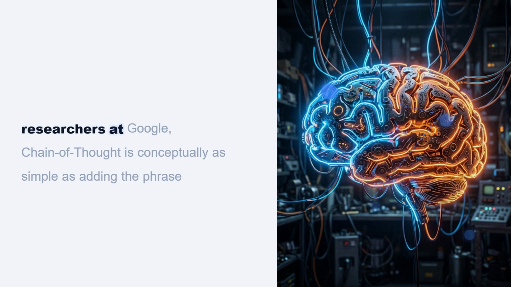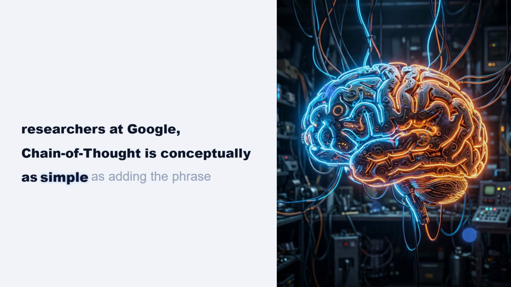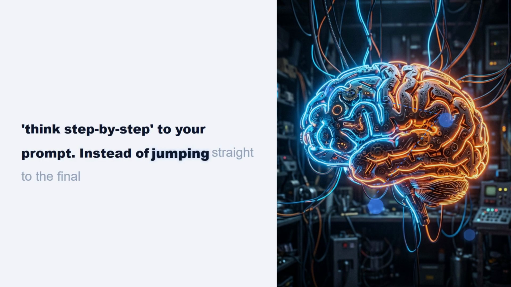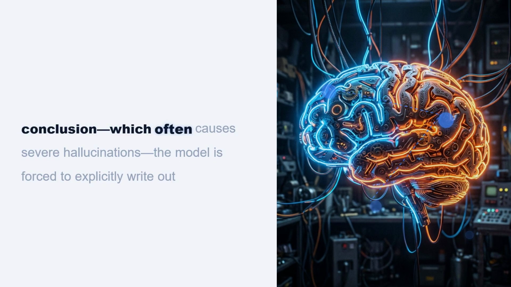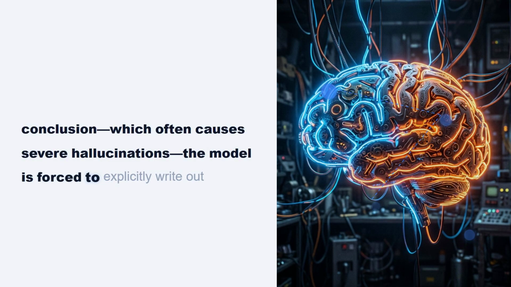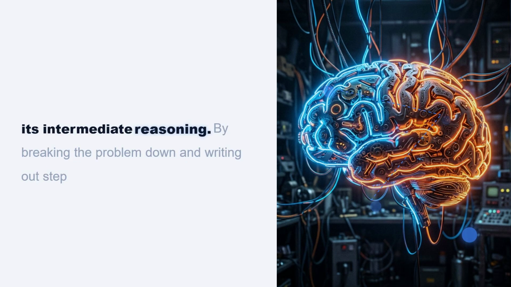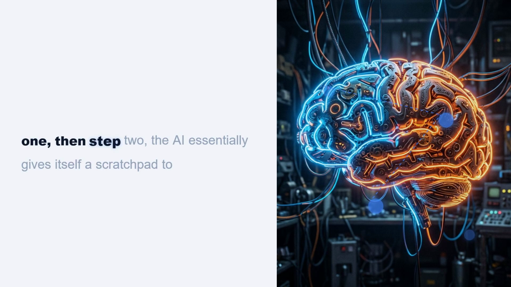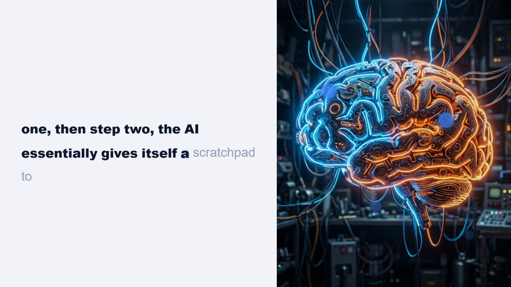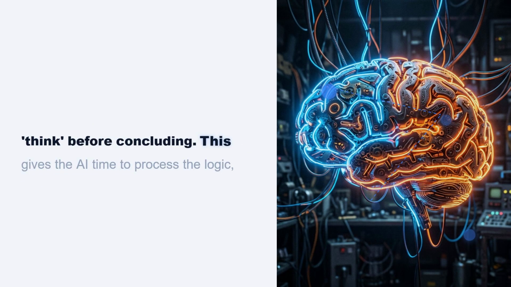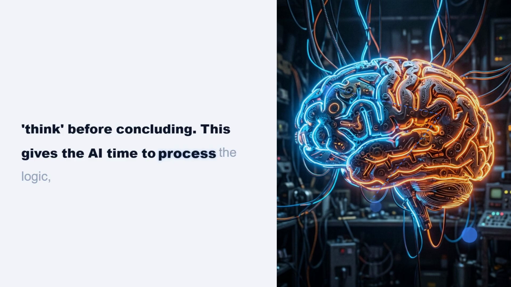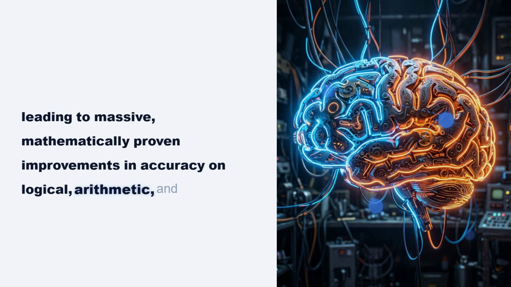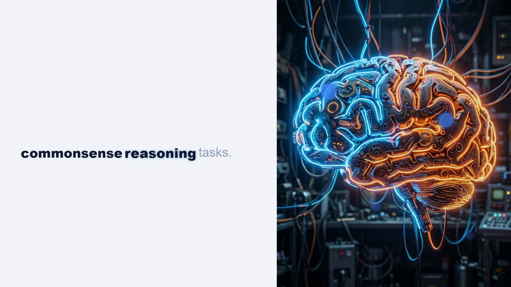Discovered by researchers at Google, chain of thought is conceptually as simple as adding the phrase, "think step by step," to your prompt. Instead of jumping straight to the final conclusion, which often causes severe hallucinations, the model is forced to explicitly write out its intermediate reasoning. By breaking the problem down and writing out step 1, then step 2, the AI essentially gives itself a scratchpad to think before concluding. This gives the AI time to process the logic, leading to massive, mathematically proven improvements in accuracy on logical, arithmetic, and common-sense reasoning tasks.